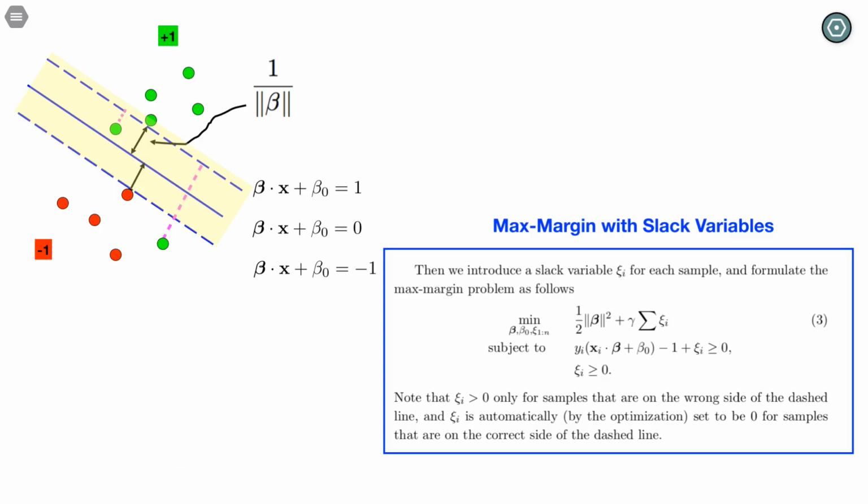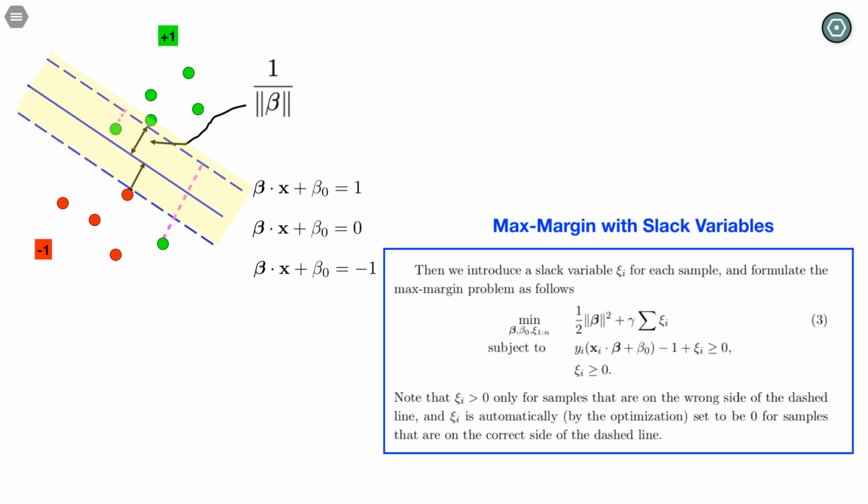So this is a data configuration we encountered before, and we cannot separate the two groups of data points by a linear function. But let's still put a wide avenue between the two groups of data points. Now there are some data points, two green points, on the wrong side of their dashed line. So we're going to formulate our problem this way.